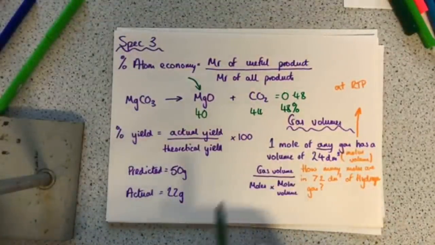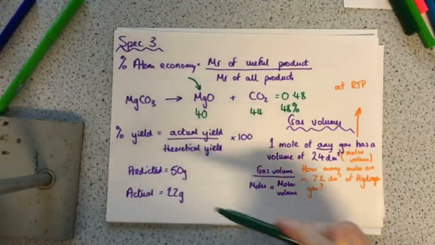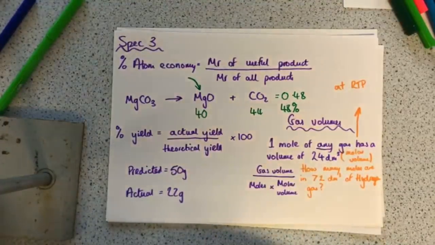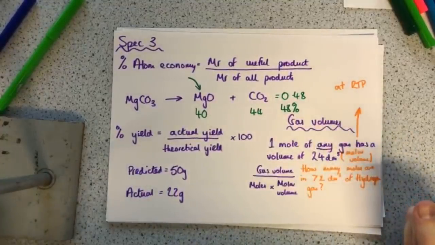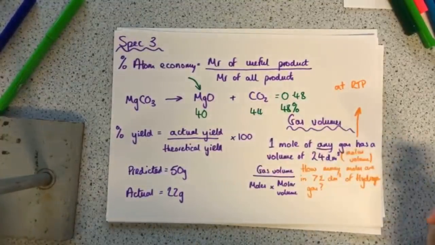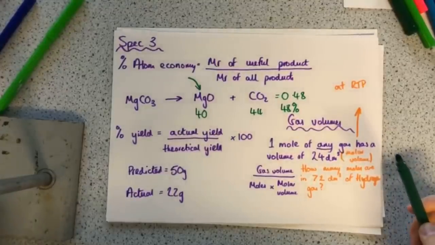Another equation for you to be aware of is percentage yield. This is looking at if a company's making some form of compound, and they want to know what the percentage is in terms of yield against what they theoretically or predicted they were going to make.